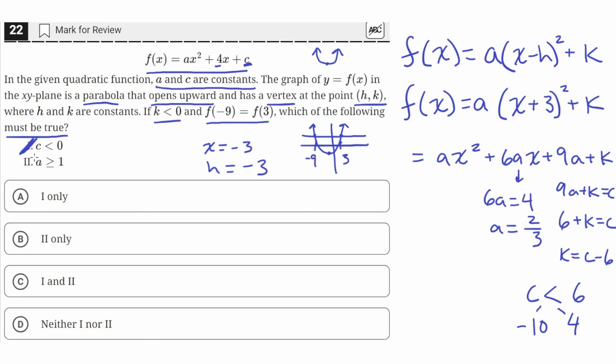And then the second answer is saying that a has to be greater than or equal to 1. But we found that a is equal to 2/3, which is less than 1. So we can rule out the second answer choice here. So none of these were true, which means that neither 1 or 2 are correct. So the correct answer is answer choice D.